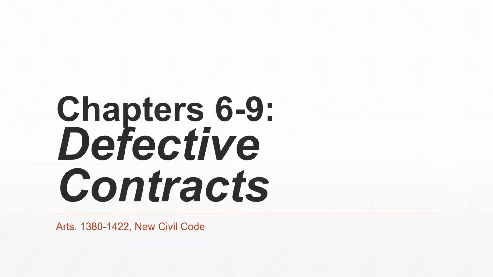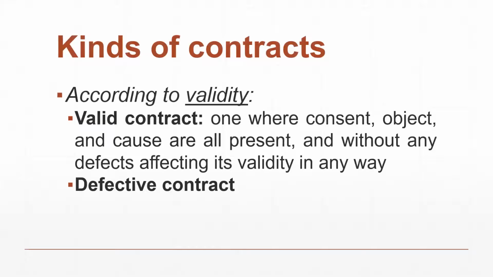Defective contracts are governed by Articles 1380 to 1422 of the new Civil Code. Now, of course, we can distinguish or categorize contracts according to their validity. A contract is either valid, basically one where consent, object, and cause are all present, all of the essential requisites are there, and without any defects affecting the validity of the contract in any way.